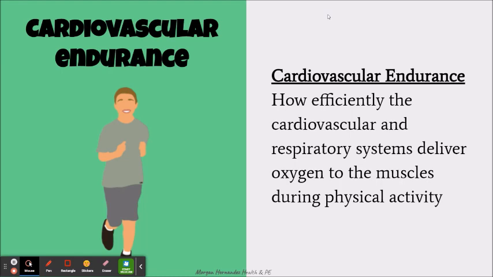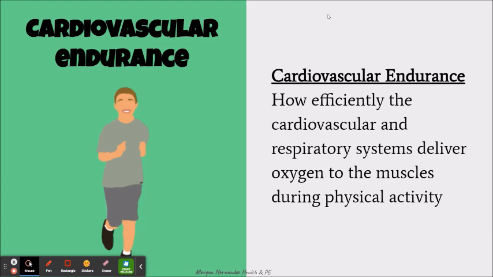All right, so last semester, you learned about the five components of physical fitness: cardiovascular endurance, muscular strength, flexibility, and body composition. Now, we're going to review the definitions of each of the five components of physical fitness, and also learn some examples of each, just to refresh your memory. Let's go ahead and get started with cardiovascular endurance.